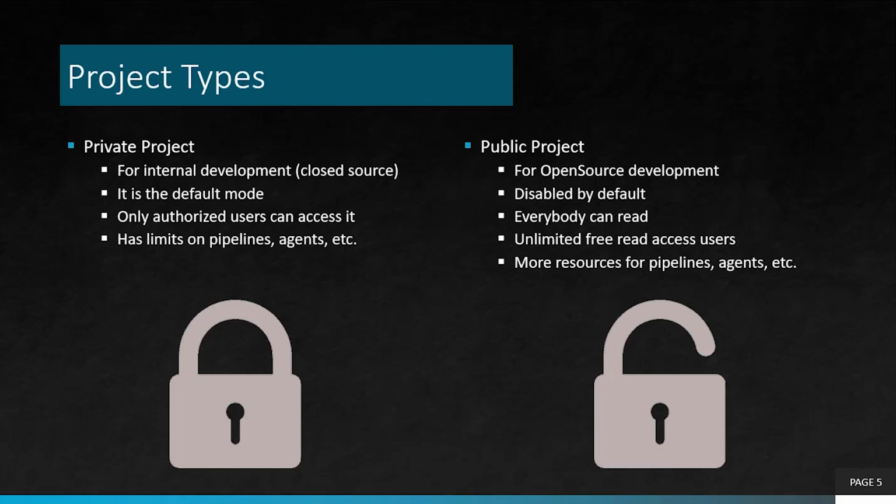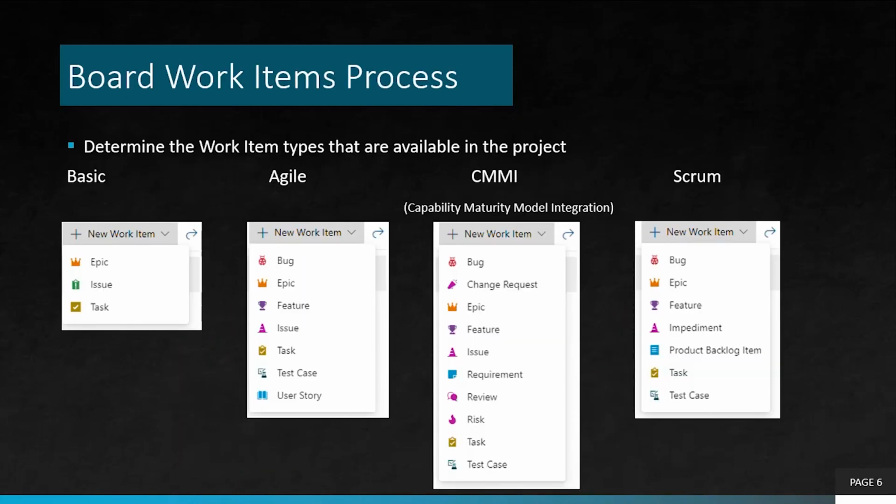And then you have the public project, which is geared for open source development. And this is by default disabled, so you have to do what we explained on the first video to enable it. But if you do enable it, then you have to know that anybody can read anything in that public project. They can see the source code, they can see the wikis, they can see everything. And it's unlimited for free read access users. But there are more resources for pipelines and agents than what you get in a private project. So that's the main thing that I wanted to highlight for the project types. So now we can move ahead and talk about the board work item process.